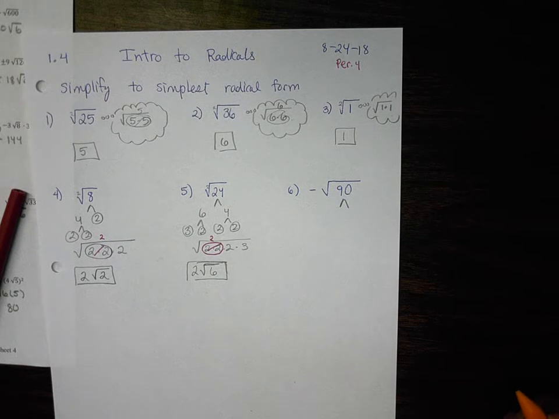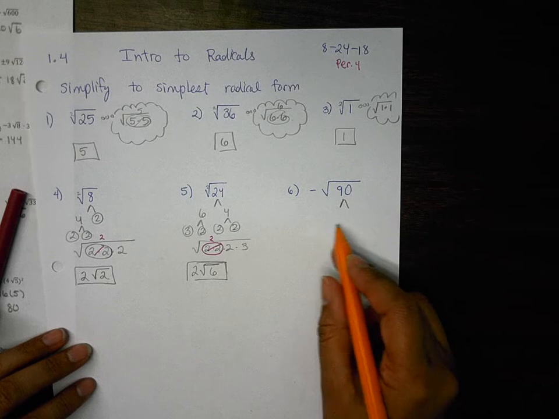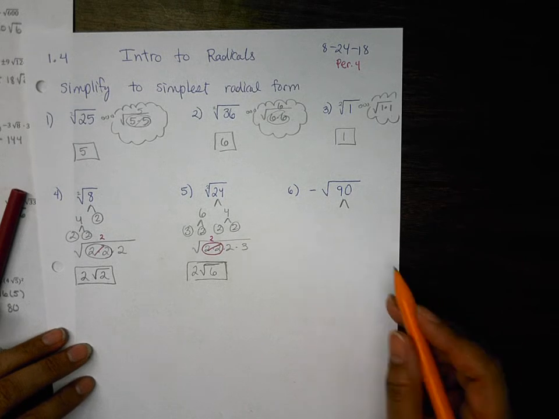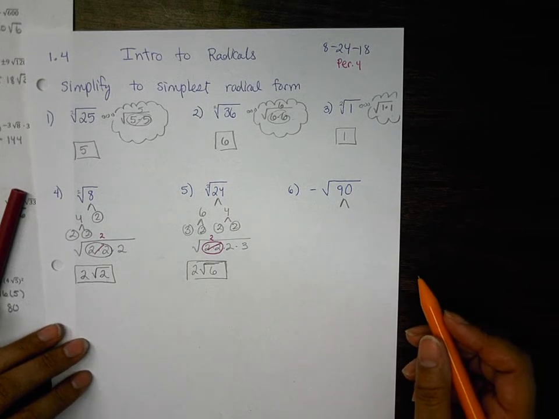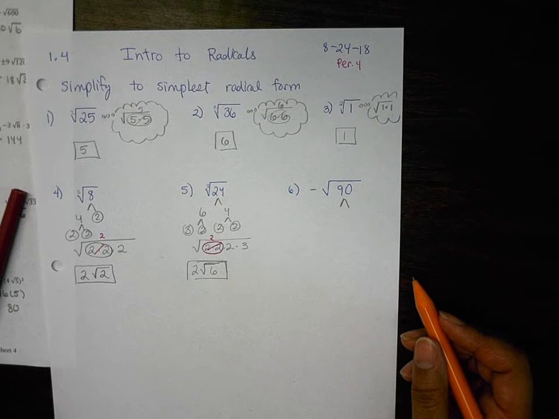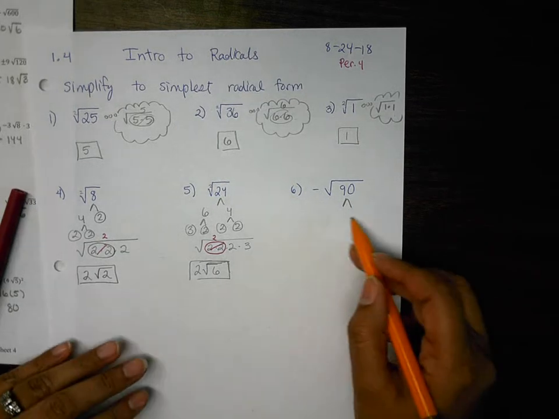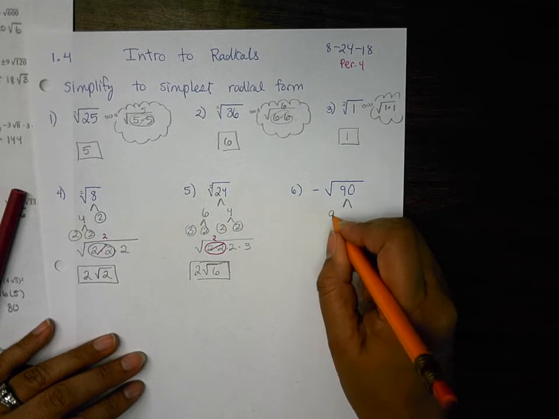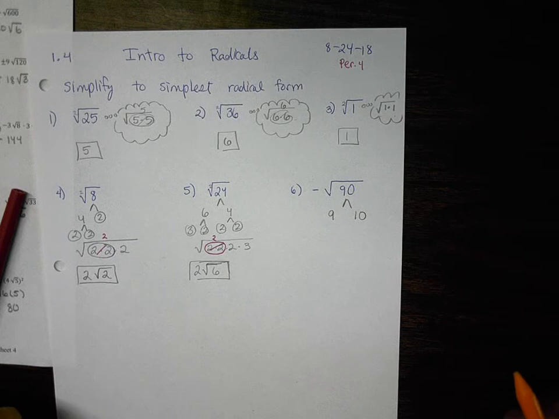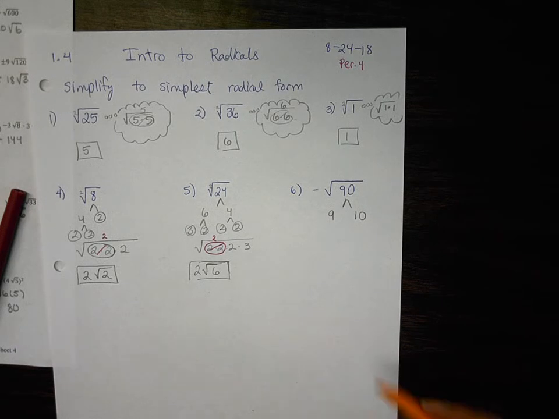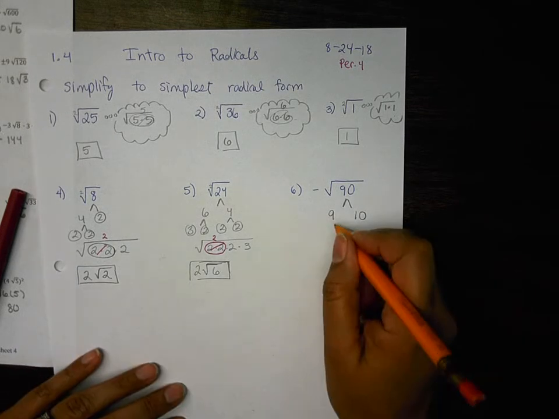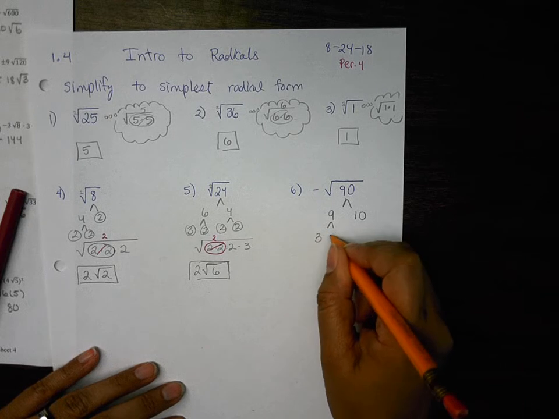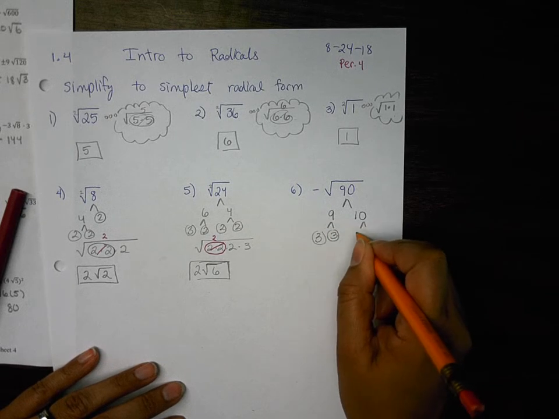Can you give me the two numbers you initially used? Okay, can you tell me what you would break it down to now? What does 90 break down to? 9 and 10? Yeah. Can anyone continue with us? What comes after this? This is 3 times 3, and 10 is 5 and 2. 2 and 5, or 5 and 2.